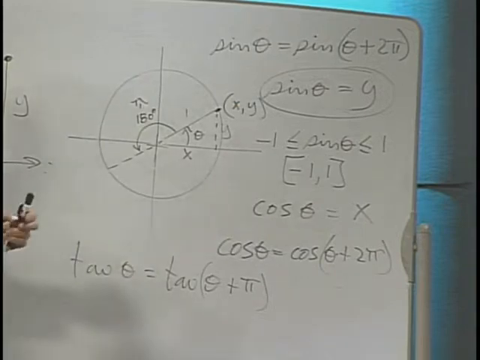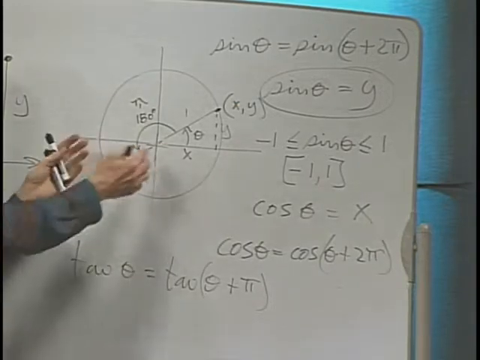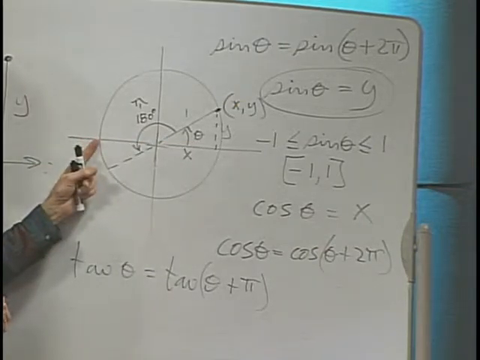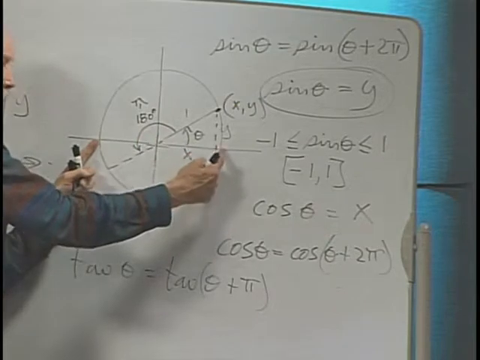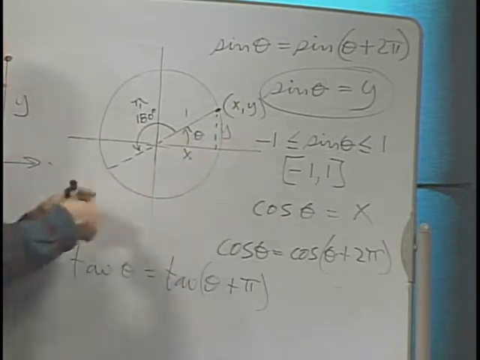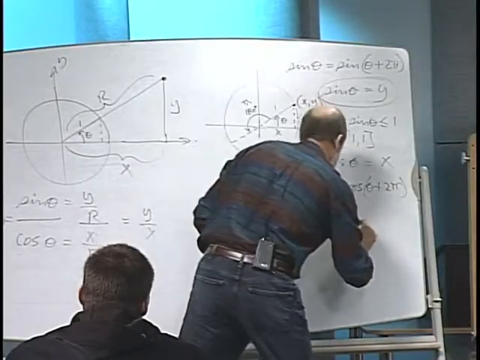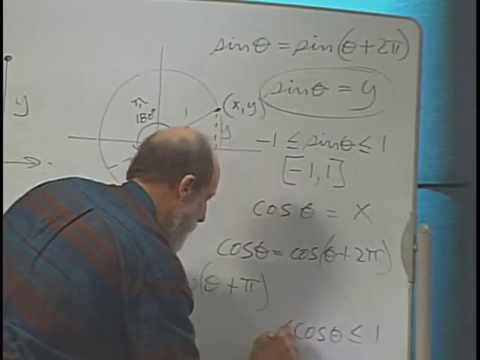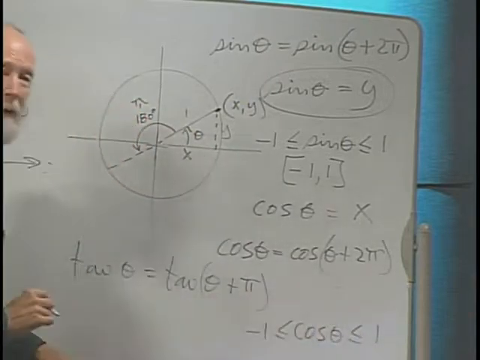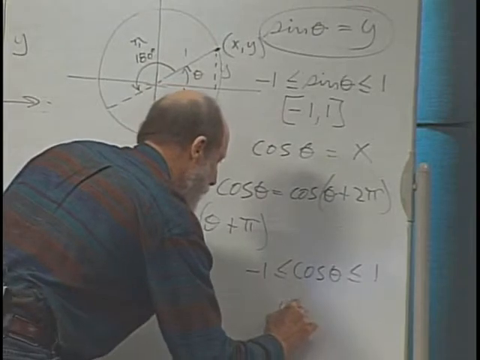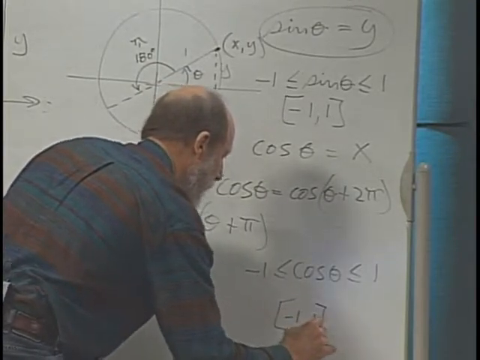What about the cosine readings? Those are the x readings on our unit circle. They can vary from -1 over here at 180 degrees all the way over to +1, can't they? And they can't exceed those values, can they? They can't go outside that. So the cosine values are trapped between -1 and 1, including the endpoints, or in interval notation, -1 to 1 as well.